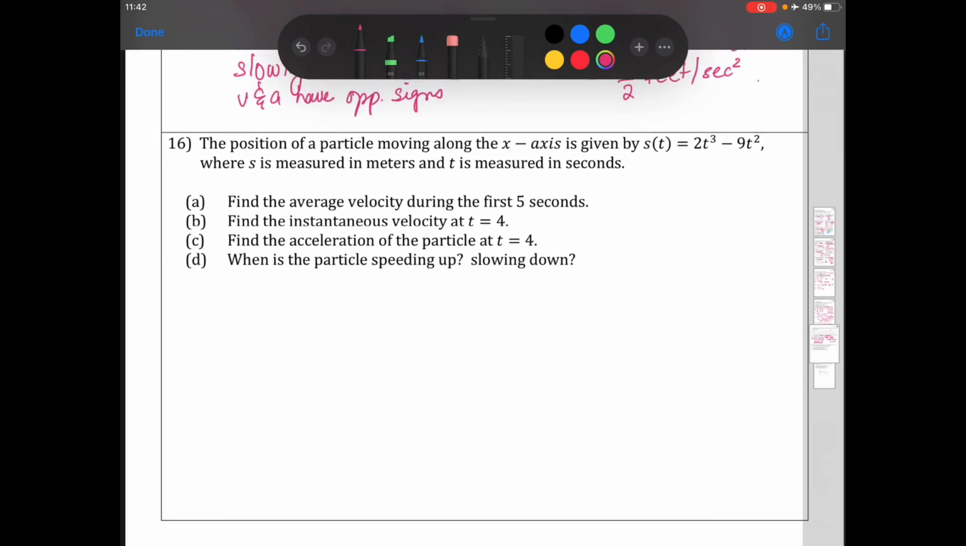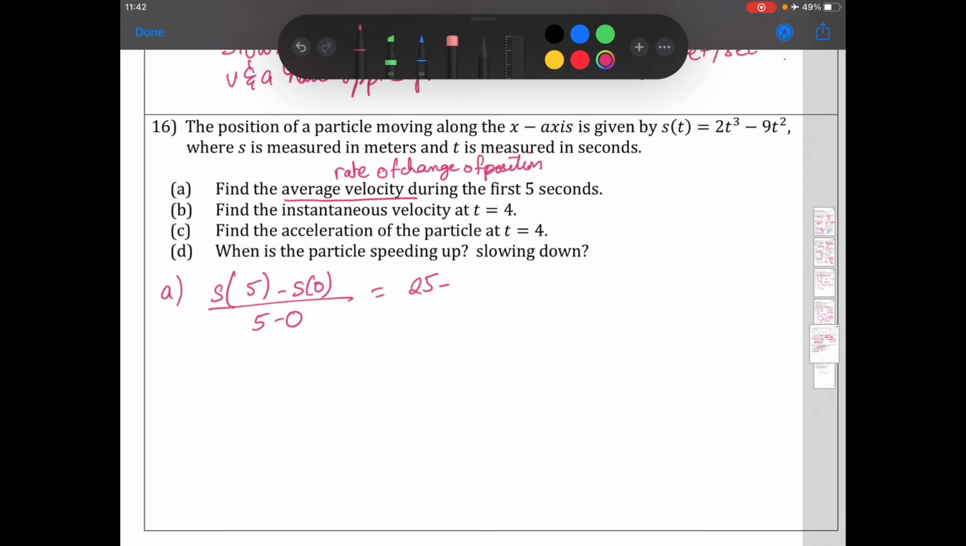Let's try number 16. The position of a particle moving along the x-axis is given by s of t equals 2t cubed minus 9t squared, where s is measured in meters and t is measured in seconds. Find the average velocity during the first 5 seconds. Average velocity is your rate of change of position, right? So I'm going to find s of 5 minus s of 0 over 5 minus 0, which, if I substitute in 5, I get 25 minus 0 over 5, which is 5 meters per second.